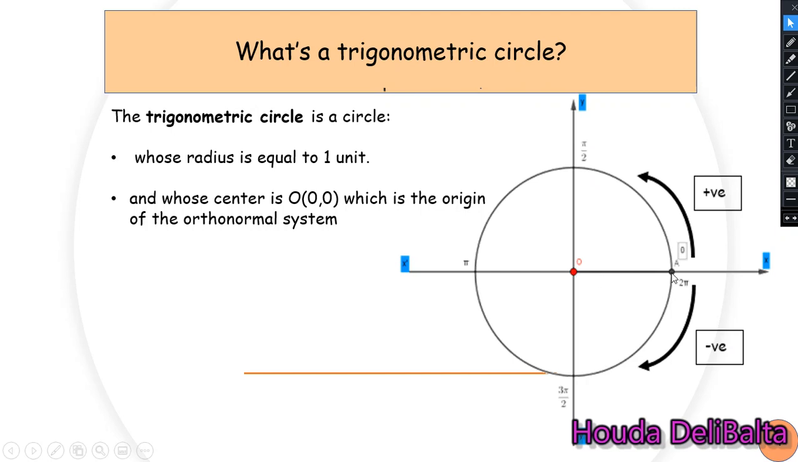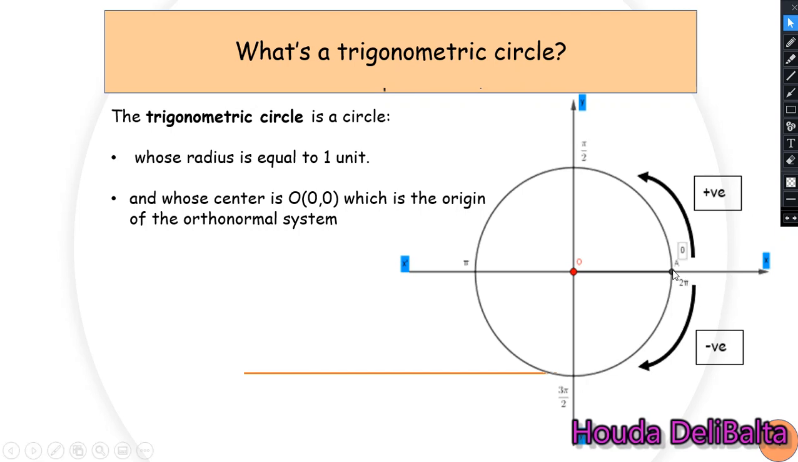Here is the start point. This is the positive sense we must use. We must move in the positive sense. And here is the negative sense if we are going to move in the negative sense. So the positive sense is actually anti-clockwise, counterclockwise, while the negative sense is clockwise.